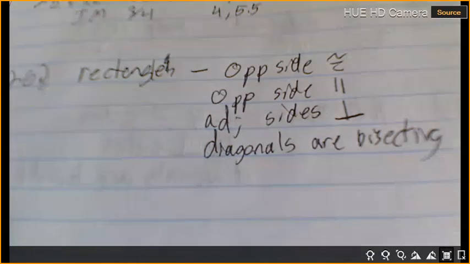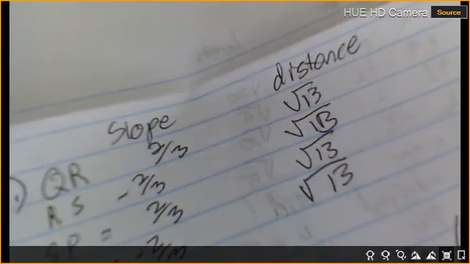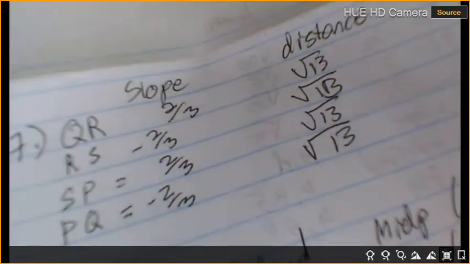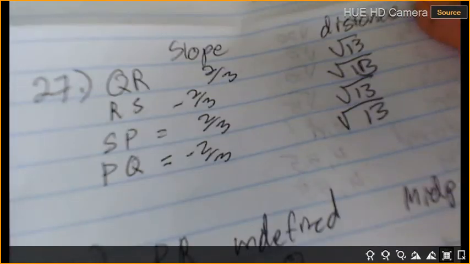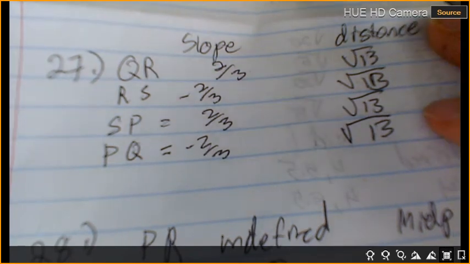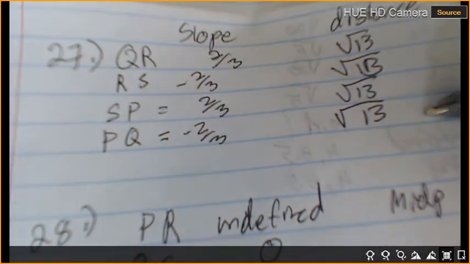Okay. All right, let's go on to number 27. I'll just go through it pretty quickly. 27, the slope from Q to R is 2/3. The distance is square root 13. The slope for R to S is negative 2/3. The distance is square root 13. The slope from S to P is 2/3. The distance is square root 13. The slope from P to Q is negative 2/3. The distance is square root 13.